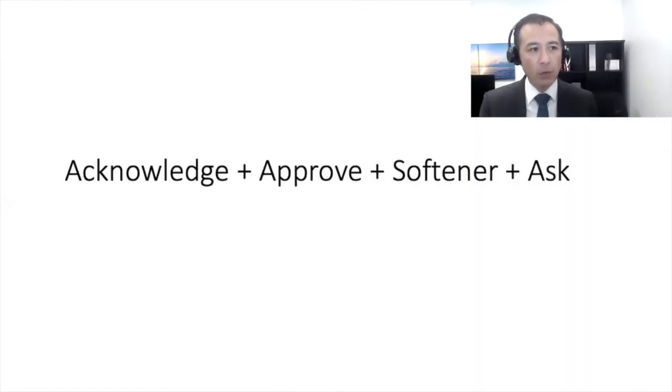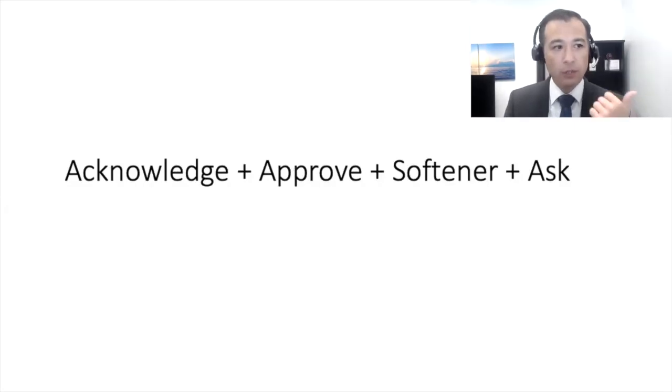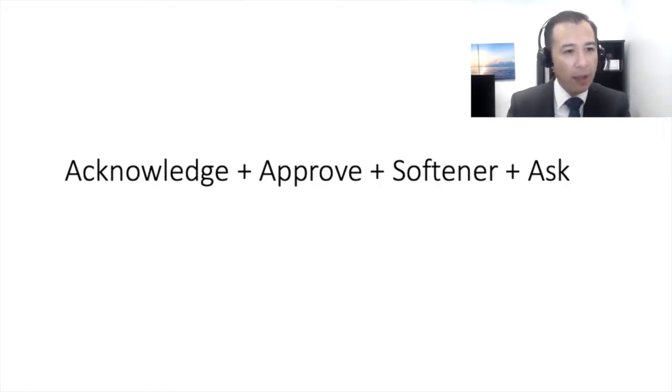Okay. Number one, you acknowledge. Number two, you approve. Number three, you embed a softener. And then number four, you ask a question. Now in most cases, 90% of the time, you can use this structure on every single objection that you get.